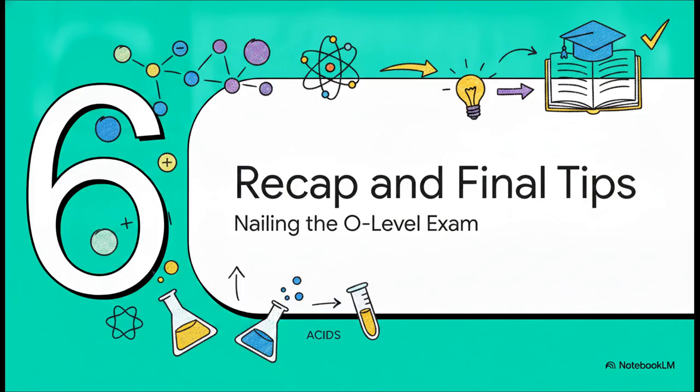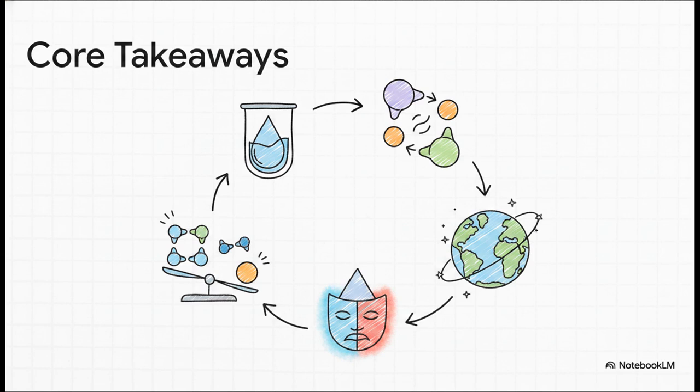And finally, Section 6, recap and final tips for nailing that O-level exam. Let's consolidate everything we've talked about dynamically to make sure you crush your exam. Ready for a rapid-fire recap? Here we go. 1. Arrhenius is strictly about releasing H+ or OH- specifically in water. 2. Brønsted-Lowry is a direct proton donor and acceptor transaction. 3. This expanded model frees us, applying way beyond just aqueous solutions.